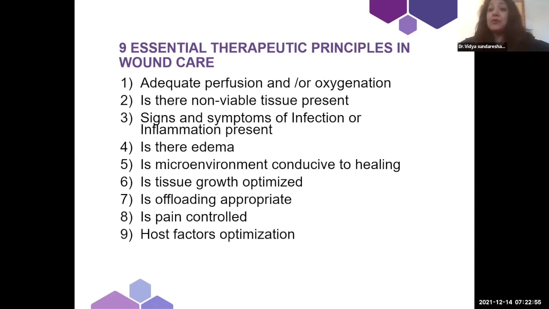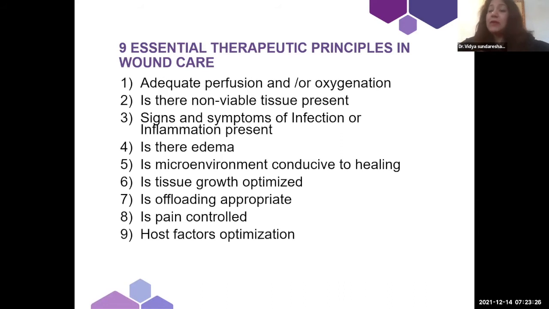But sometimes you need to apply some kind of a bioengineered graft. So those modalities are also available, and you want to assess when it is a good time to be able to do that. Offloading: when you have pressure wounds, pressure ulcers, you want to make sure that there's adequate offloading. You don't want to keep adding salt to injury there.